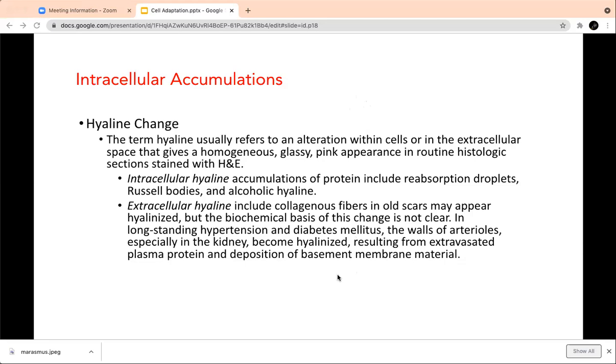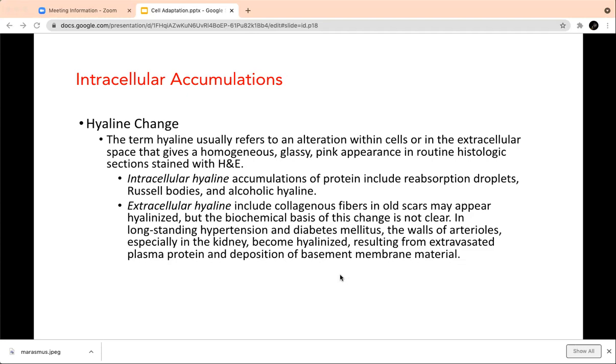Hyaline change can be of two types. We have the intracellular and the extracellular hyaline. For your intracellular hyaline, this is seen in reabsorption droplets, in Russell bodies, and in alcoholic hyaline.